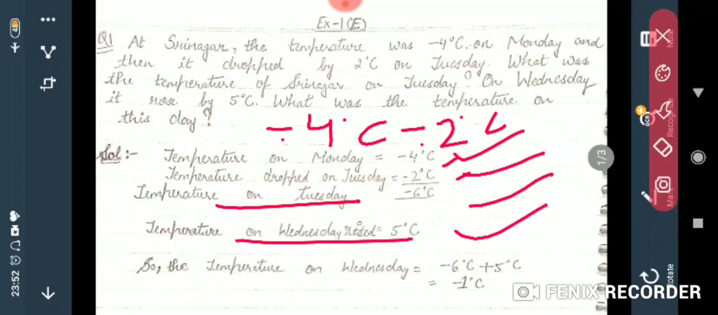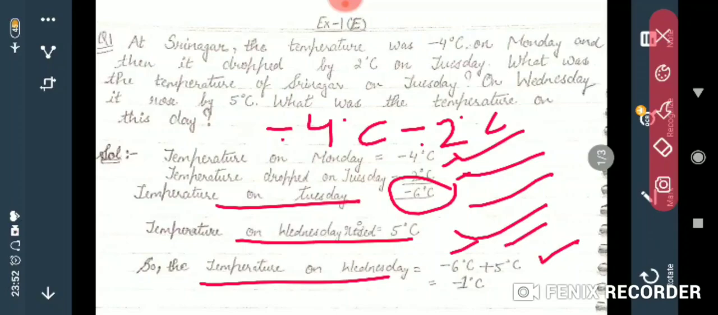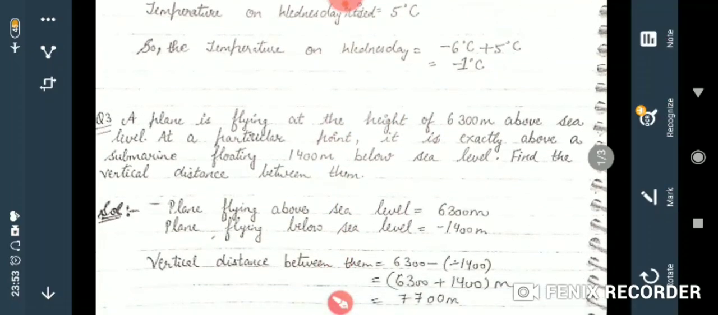When the temperature increases, what will you do? You will add. On Tuesday it was -6 degrees Celsius. As the temperature rose, you will add. So what will you get? -1 degree Celsius, as you subtract 5 degrees Celsius from 6 degrees Celsius, and as -6 is greater in magnitude, the answer is -1 degree Celsius.